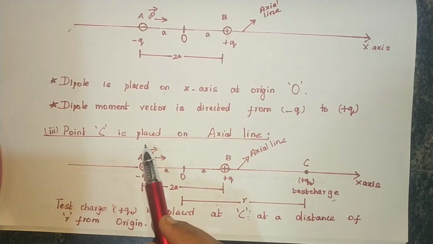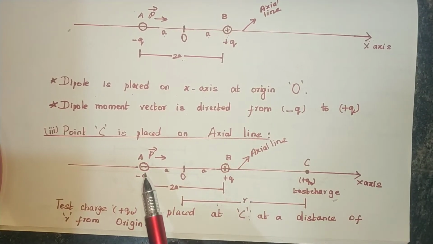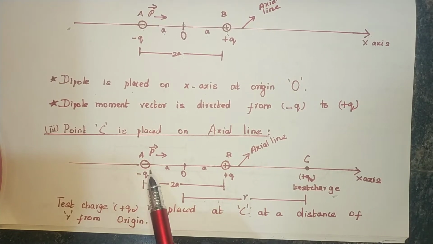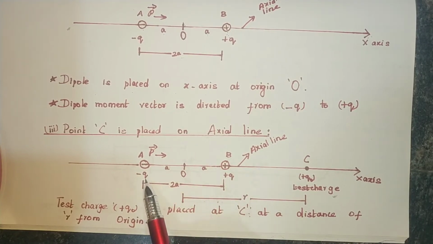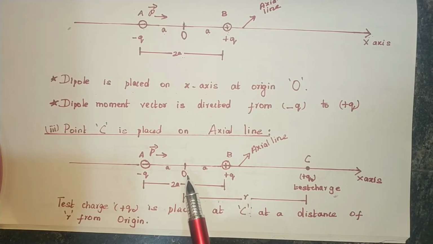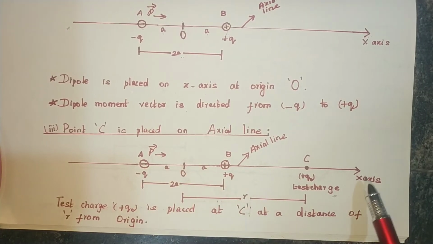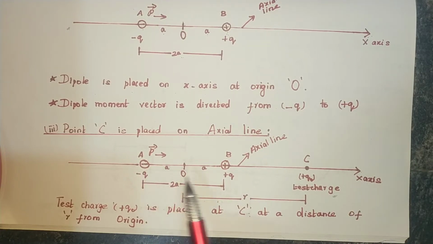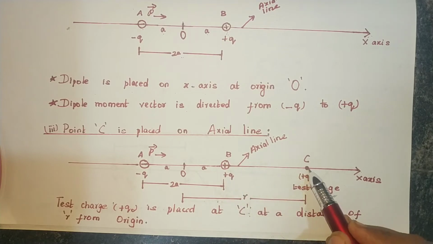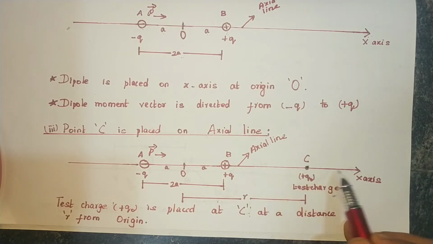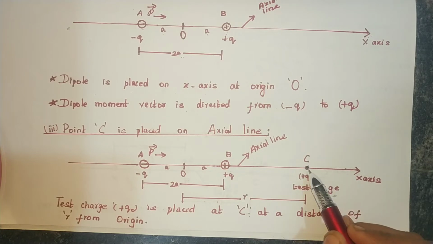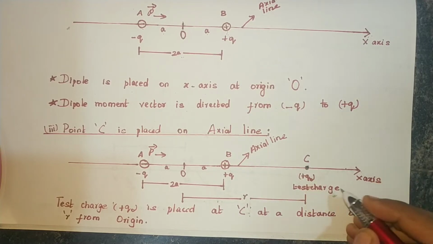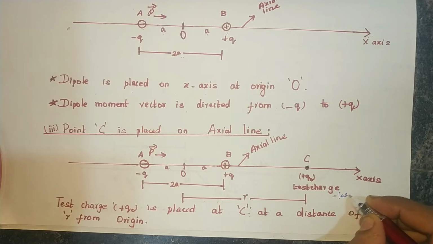Okay, point C is placed on axial line. அதே diagram தான் minus and plus q charge separated by a distance 2a and this dipole is placed on the x-axis. Dipole moment vector acting from minus to plus. And we are considering a point C on the axial line. At C, அப்படி நம்ம எடுக்கிற பாயிண்ட்ல என்ன இருக்கும்? ஒரு டெஸ்ட் சார்ஜ் பிளஸ் Q0. டெஸ்ட் சார்ஜ்னா எப்படி இருக்கும்? லெஸ் மேக்னிடியூட்.